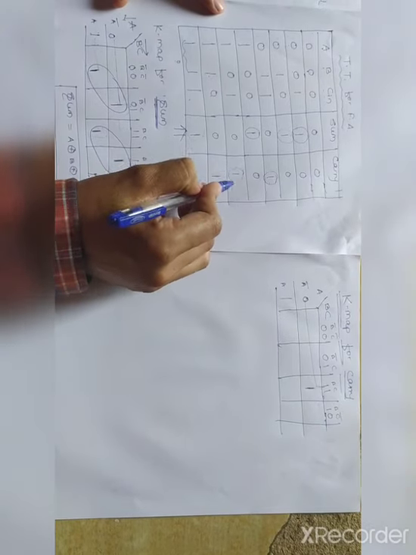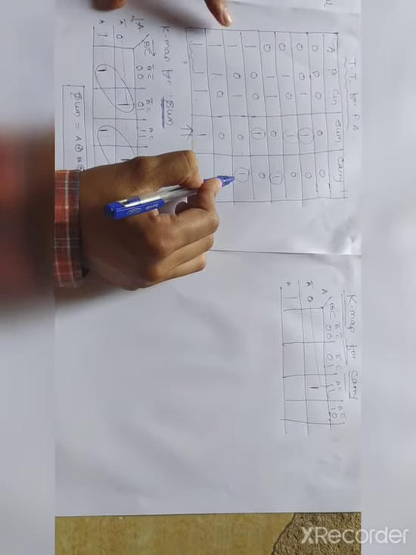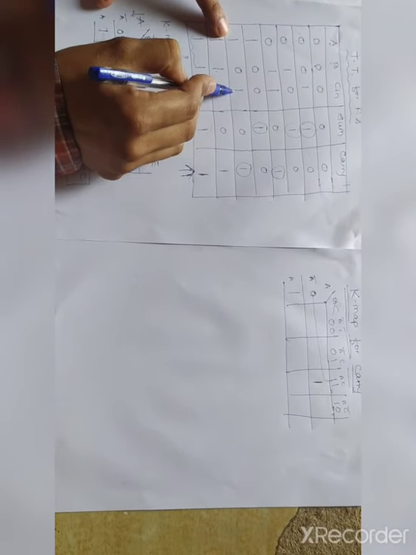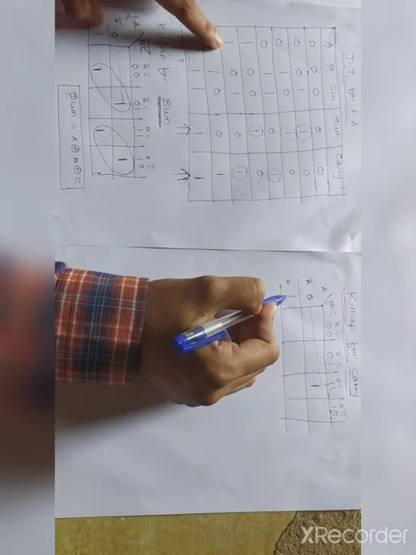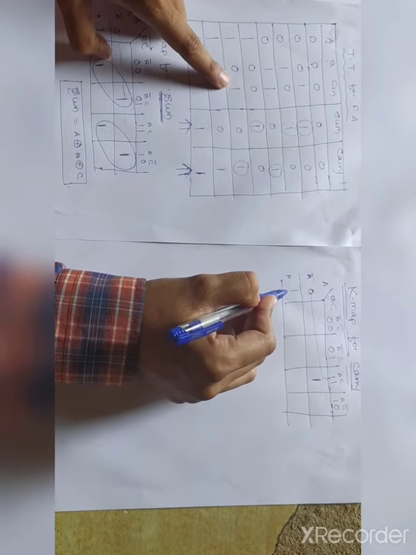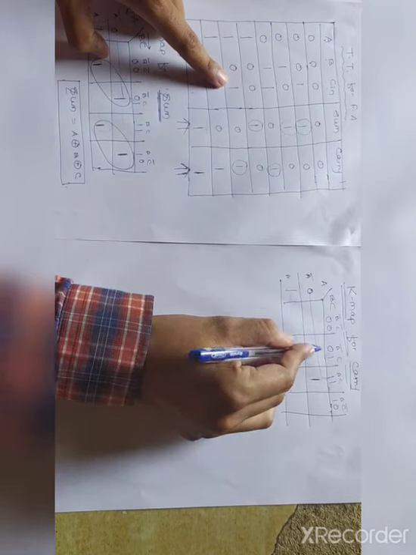Now the next you have to put this one. Where are you putting this one? You are putting this one here, when A is equal to 1, B is equal to 0 and C is equal to 1. That means 0, 1. That means what? Here. You are putting this one here.